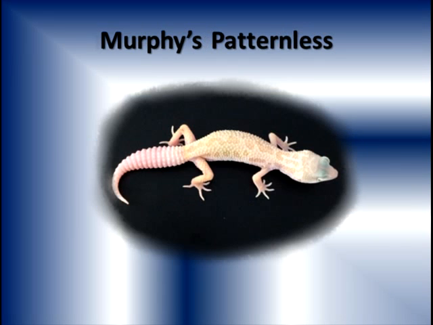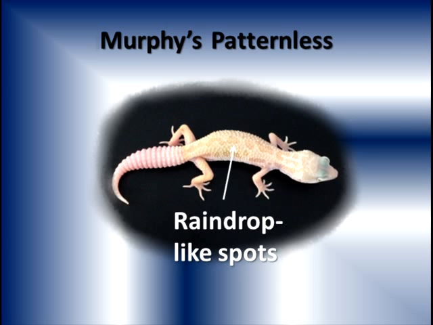The first one is Murphy's patternless. This girl used to be mine. She took off. Never could find her. It's been months. Don't know where she is. But whenever they hatch out, they tend to have these raindrop spots, and they'll disappear as they grow. So usually you'll find this out if they're Murphy's patternless when they hatch.